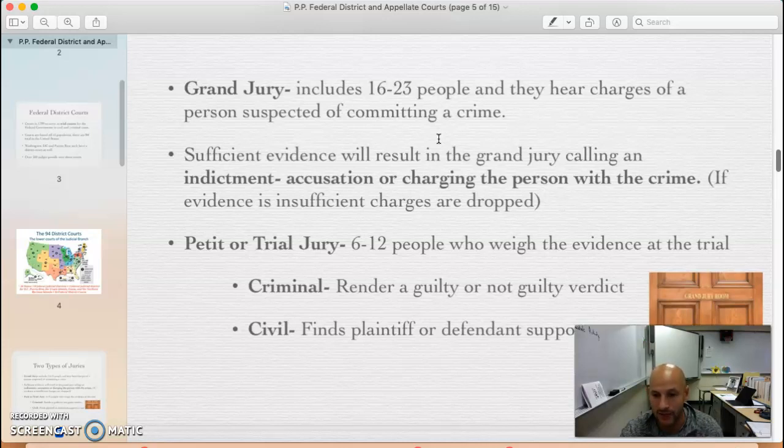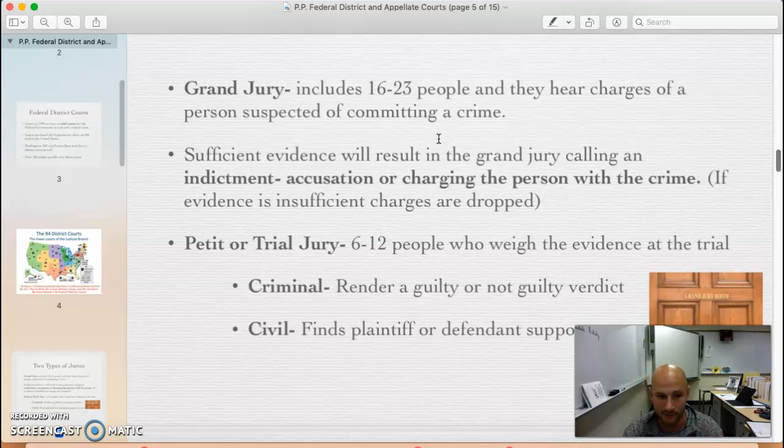When we have a jury trial, we only have a jury trial in the lower courts that hold original jurisdiction. And you guys should know what original jurisdiction is from the PowerPoint section from yesterday. You have to do that. If you haven't done that, make sure you do. A petit or trial jury, which is 6 to 12 people who weigh the evidence at the trial.